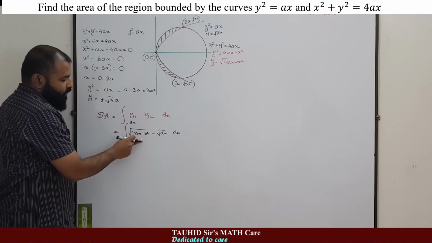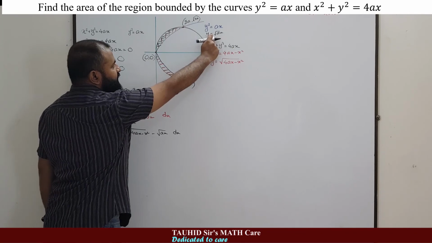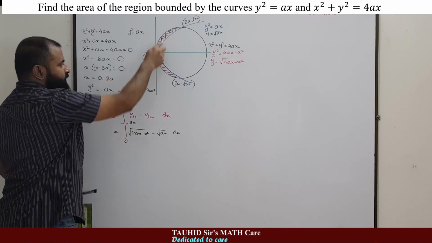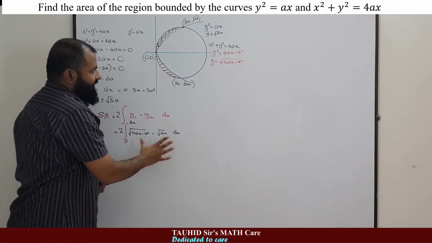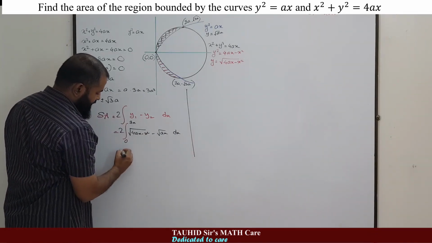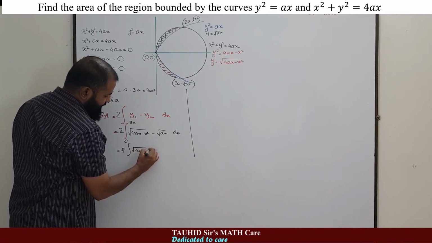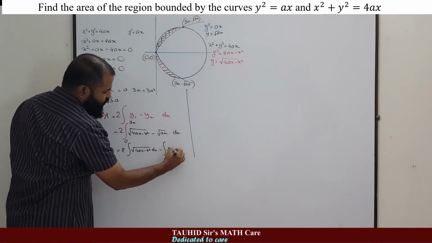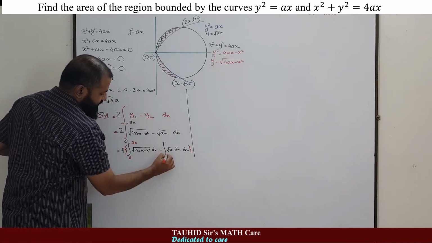And here the area we got is the area of this region, because we only consider the positive portion of y in both cases. So to find the total area of this and this, we need to multiply it by 2. This will be the area of this shaded region. Now we can write it as 2 into the integration of root 4ax minus x square dx minus the integration of root a into root x dx. For both the limit is the same, 0 to 3a.